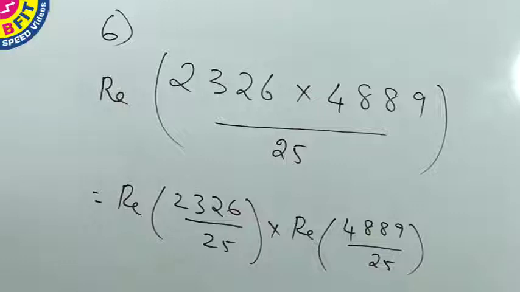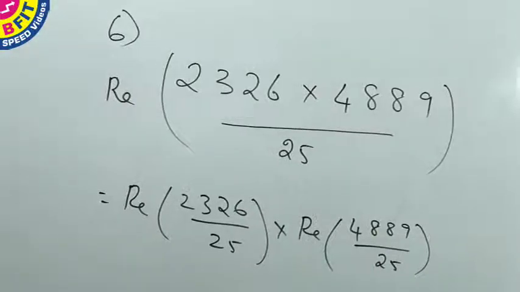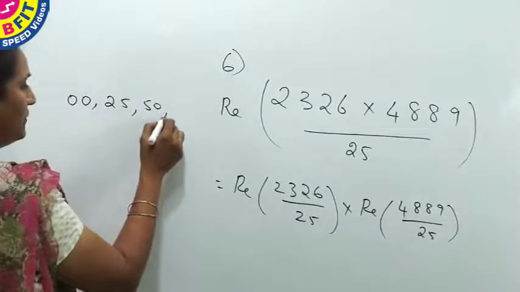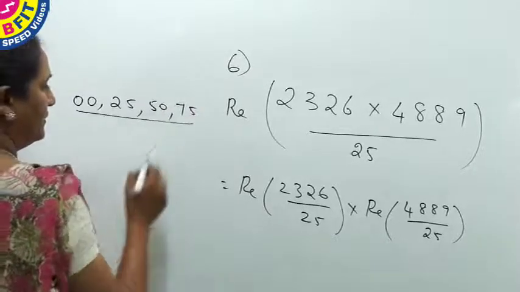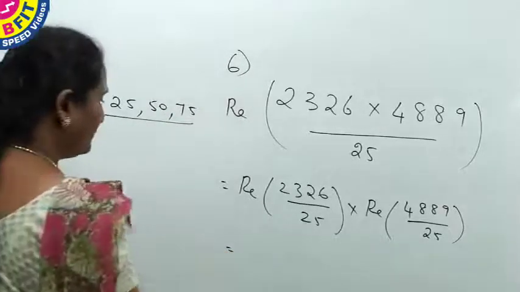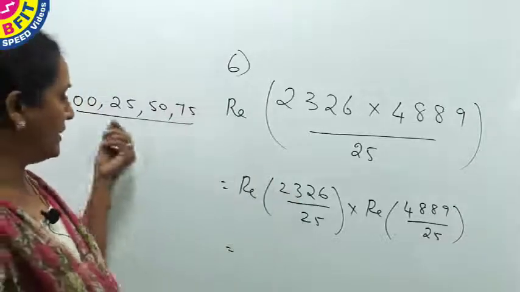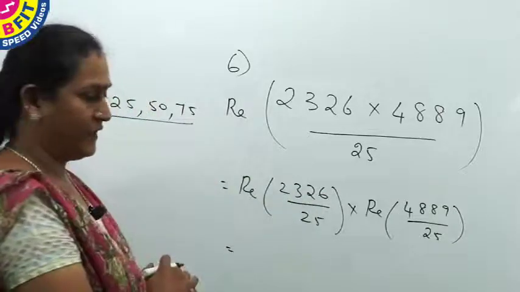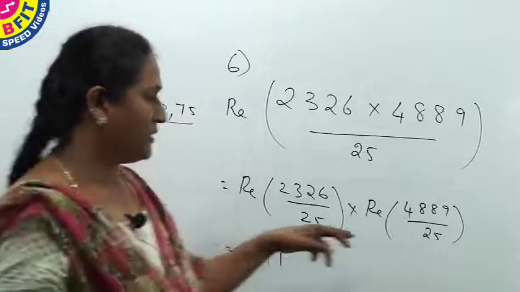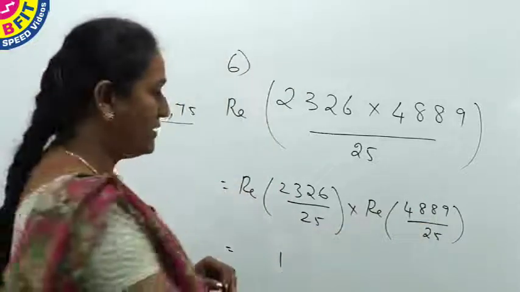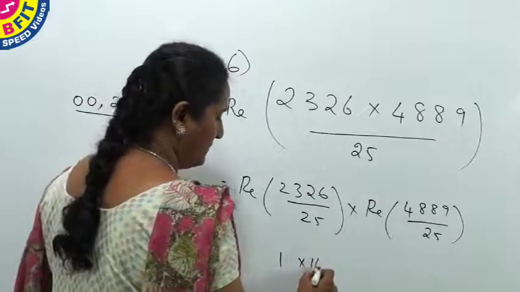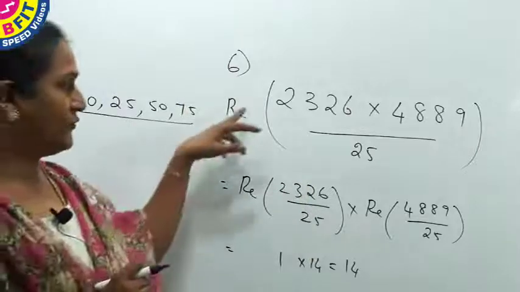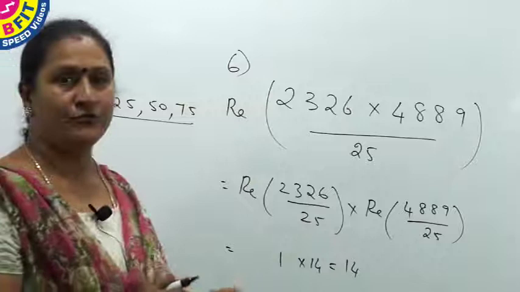For a number to be divisible by 25, the last two digits should be either both 0, or 25, or 50, or 75. So it is enough if the last two digits are in this pattern. We have the number 2326. This is 1 more than 25, so the remainder will be 1. Here the nearing number is 75 and this is 14 more than 75. So the product is 14, which is already less than 25. So the remainder for this product divided by 25 is 14.